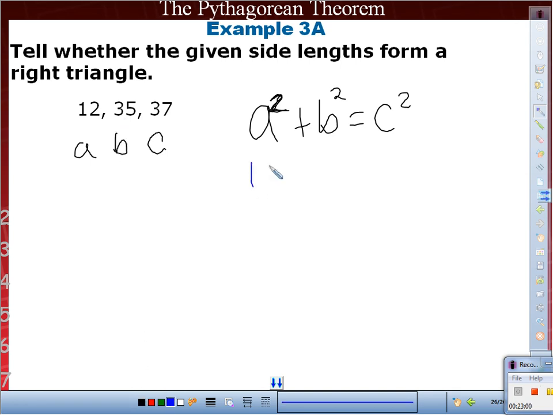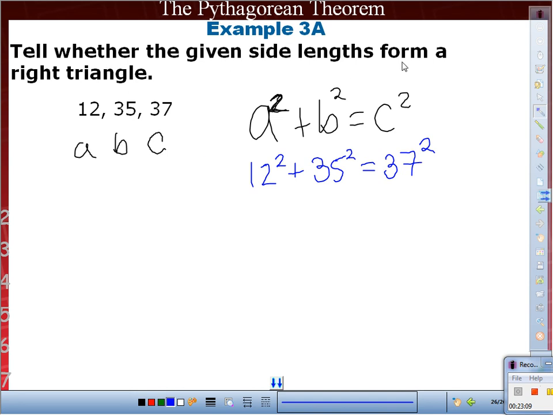So this is 12 squared plus 35 squared equals 37 squared. And you're saying, interesting, Mr. Q. So we're not solving for anything. No, we're not. So look up. Third step is the same. Is what? Simplify. But since we're not solving for anything, we need to answer the question.